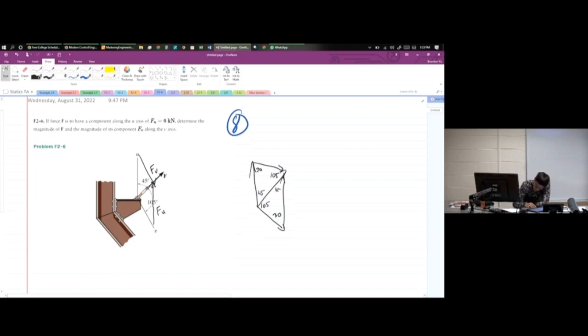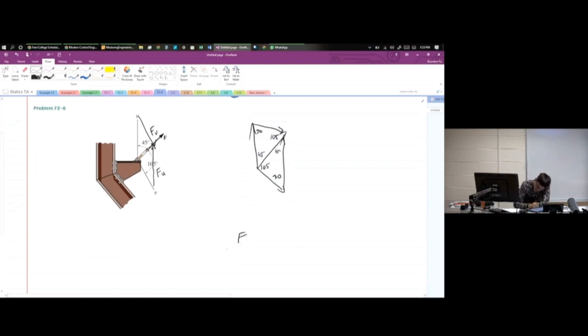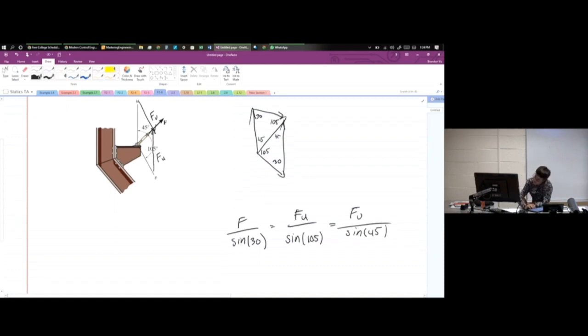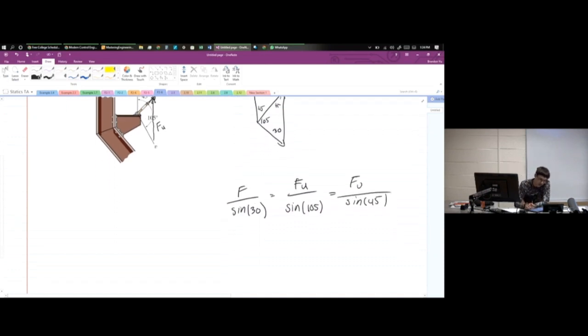So we have F over sine 30 is going to equal FU over sine 105, and then FV over sine 45. Law of sines. That means you can isolate two parts of it and then solve for each one individually.